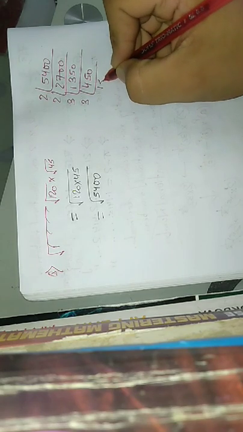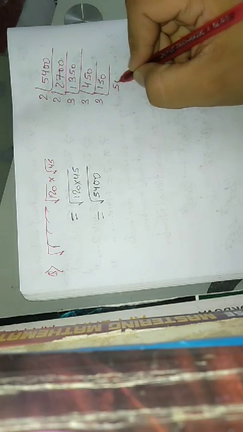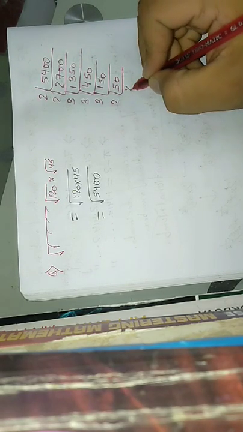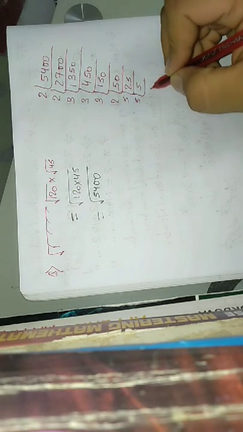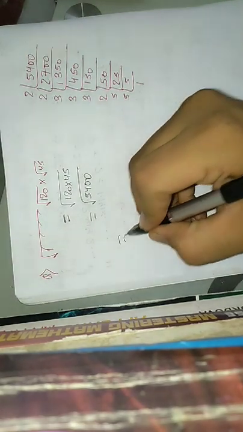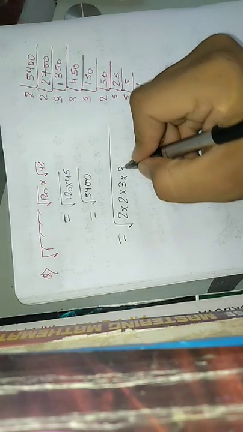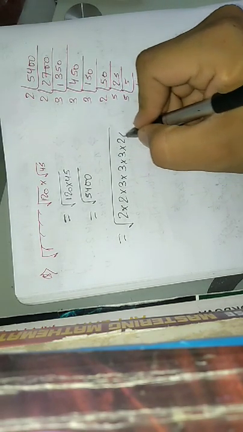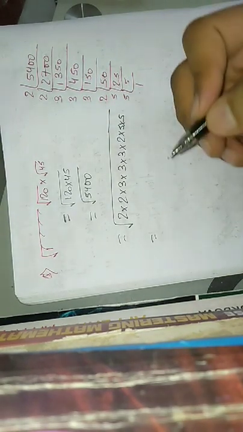3 1s are 3, 3 5s are 15, 0. Again 2, 25. Again 5, 5. Again 5, 1. So let's check how many squares are there. This can be written as the multiple of all of this: 2 into 2 into 3 into 3 into 3 into 2 into 5 into 5. Let's see how many squares we are getting.